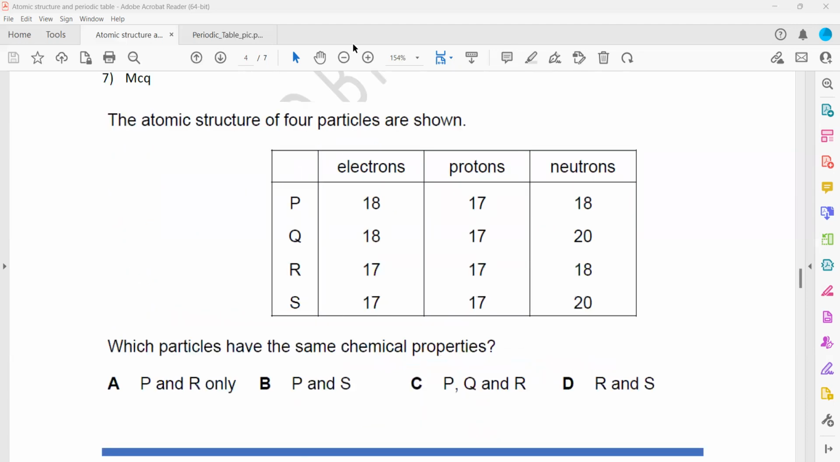Then the atomic structure of 4 particles is shown. Which particles have the same chemical property? To have the same chemical property, they should have the same number of electrons in the outer shell. If you check P with R, no. If you check P with S, no. If you check P and Q, they have the same but not R. And if you check R and S, R and S have the same number of electrons in the outer shell, so they will have the same chemical property. So chemical properties depend on the number of electrons in the outer shell.